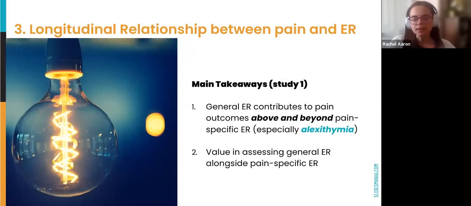So for this first study, the main takeaways are that general emotion regulation contributes to pain above and beyond pain-specific emotion regulation. And it highlights the importance of assessing general emotion regulation alongside pain-specific emotion regulation when we're trying to predict pain outcomes, which of course is a very important question in the pain field.